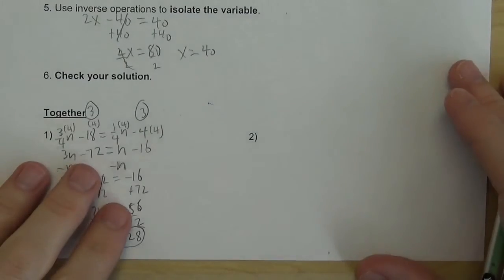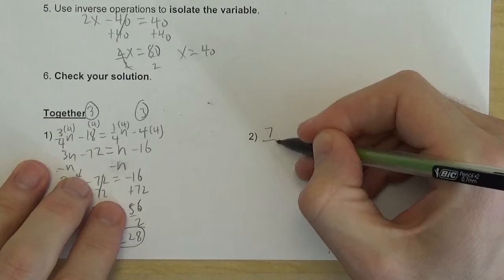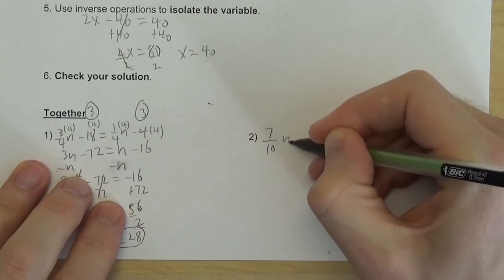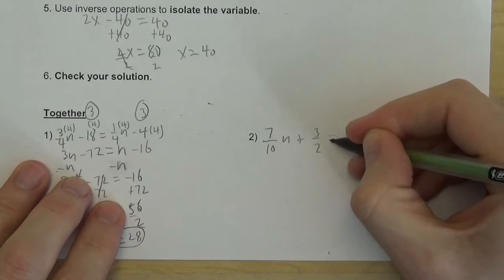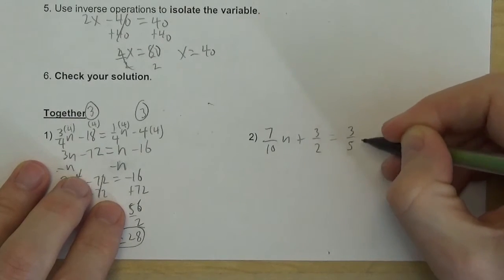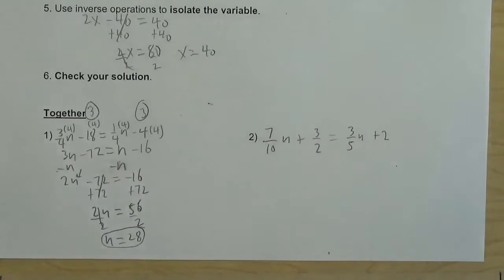All right, let's take a look at number 2. I think we're going to have a kind of a different challenge on number 2 here. Let's see what we've got. We have 7/10 n plus 3/2, 3 over 2, equals 3/5 n plus 2. All right, in this equation, we've got a bunch of different fractions. This would be pretty tough just to leave the fractions in there.